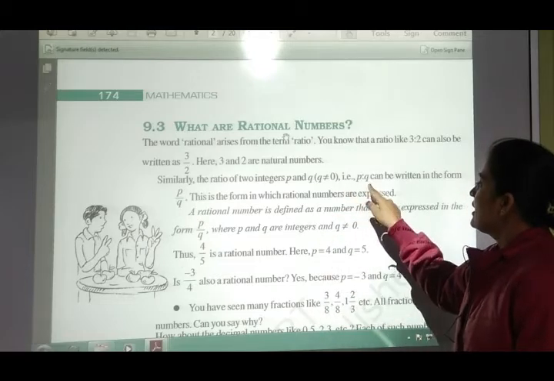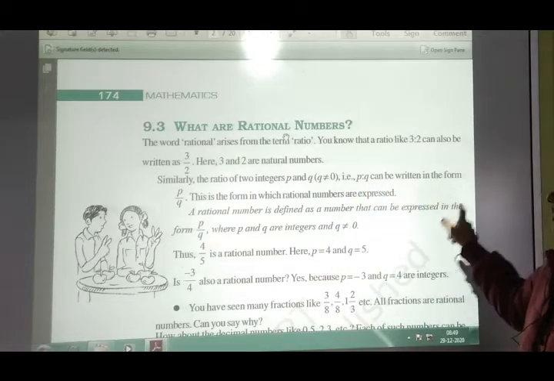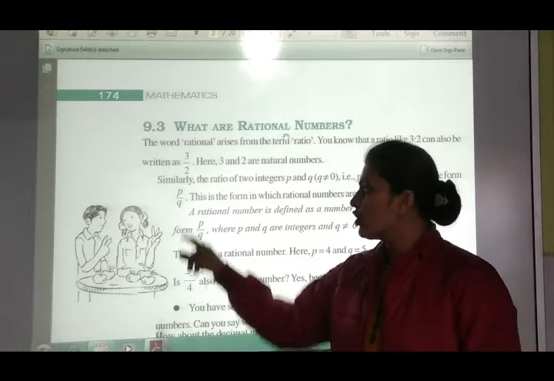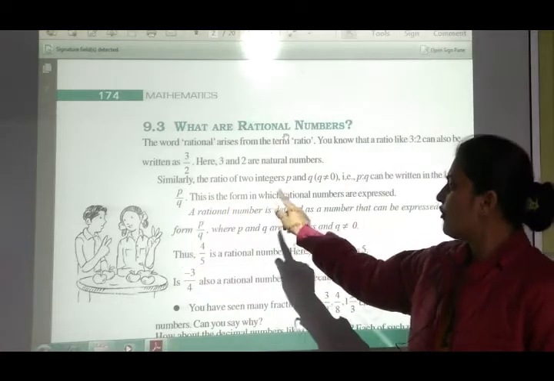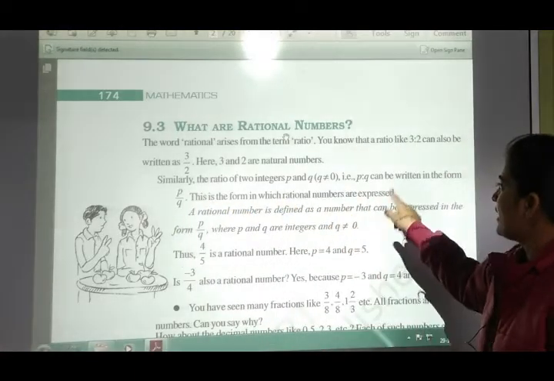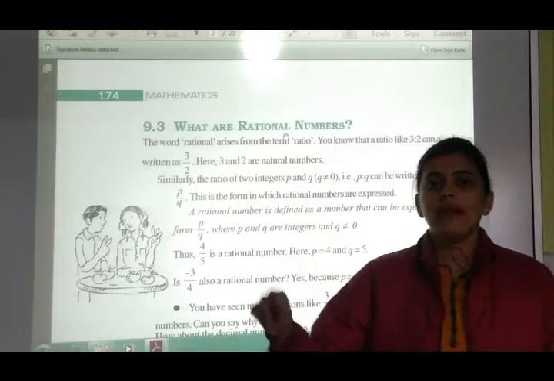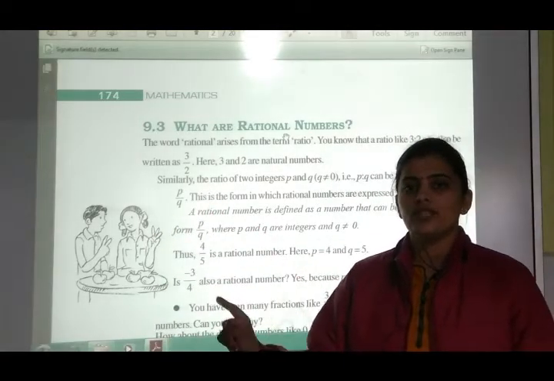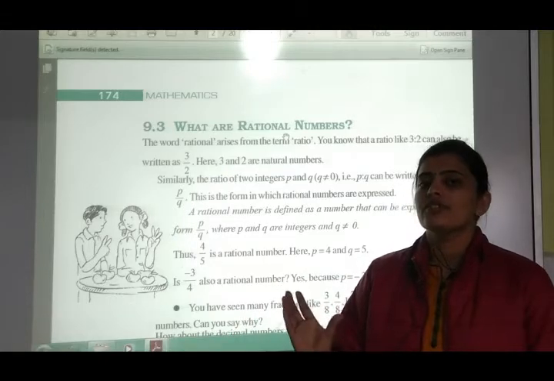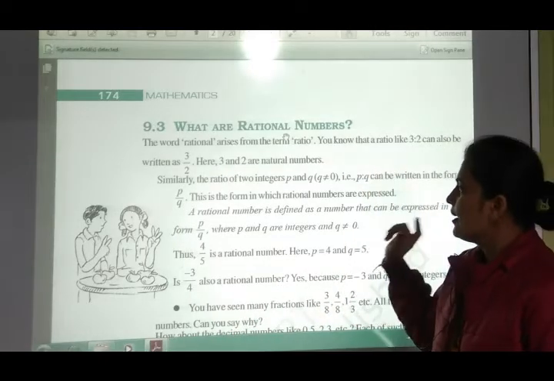That is, p is to q can be written in the form p by q. This is the form in which rational numbers are expressed. Here you can see p by q, and q should not be 0. What is this? This is the definition of rational numbers.